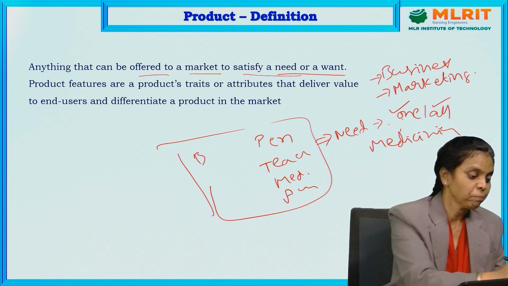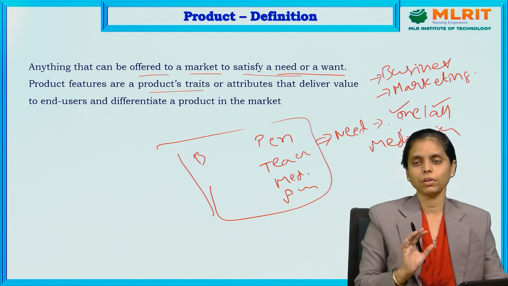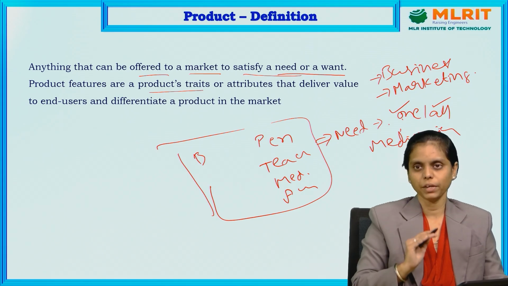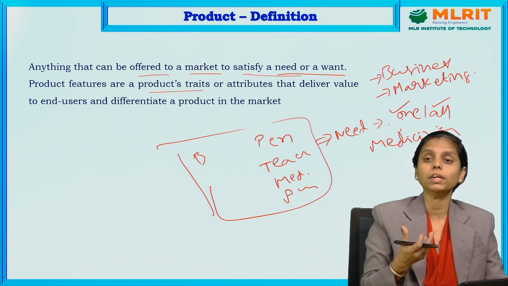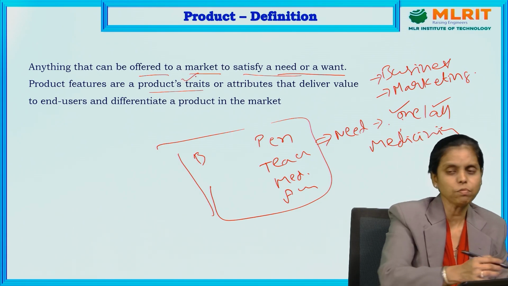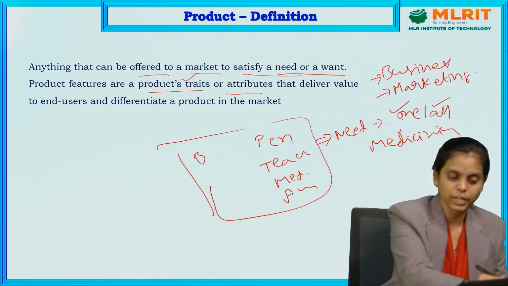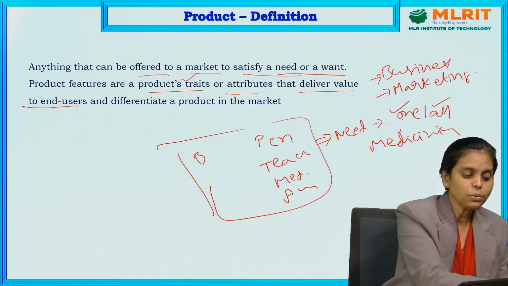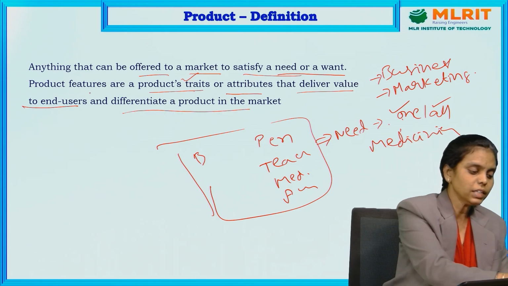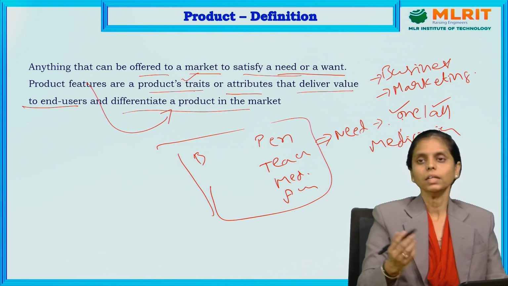Product features: there are different types of elements that we use in order to differentiate a product from our company from the different competitive products that are available in the market. How do we differentiate the product? That takes place based upon the different characteristics or features of a product, that includes product traits and product attributes that deliver value to the end user. At the same time, these features help an organization to differentiate their product from other competitive products.